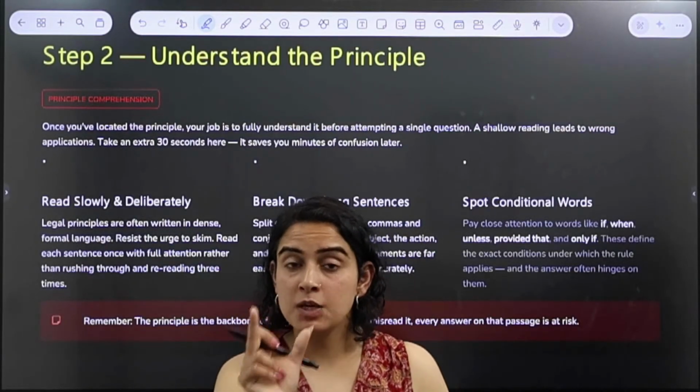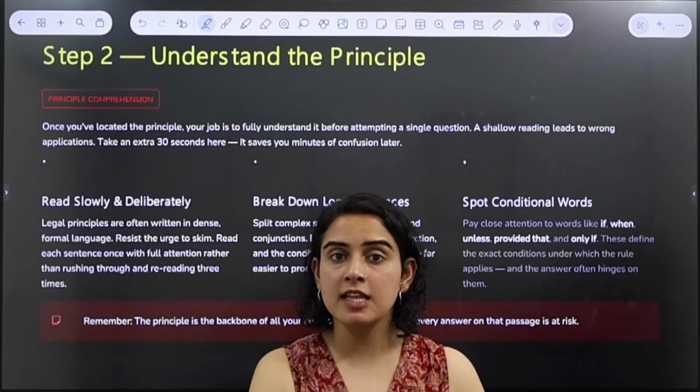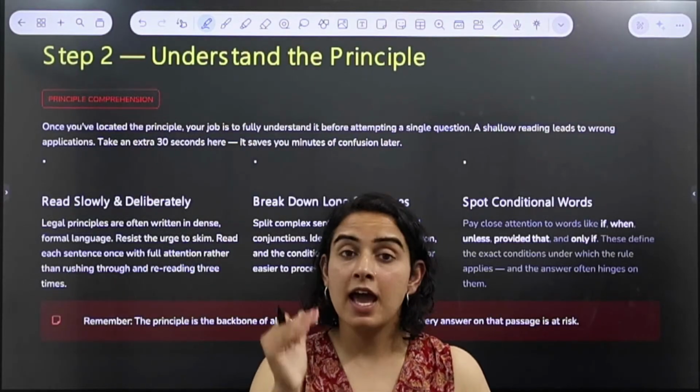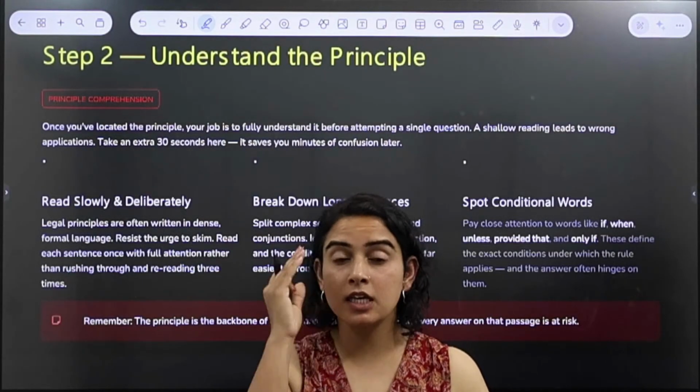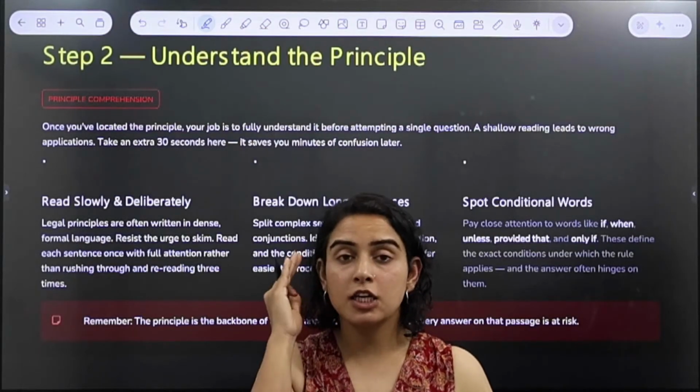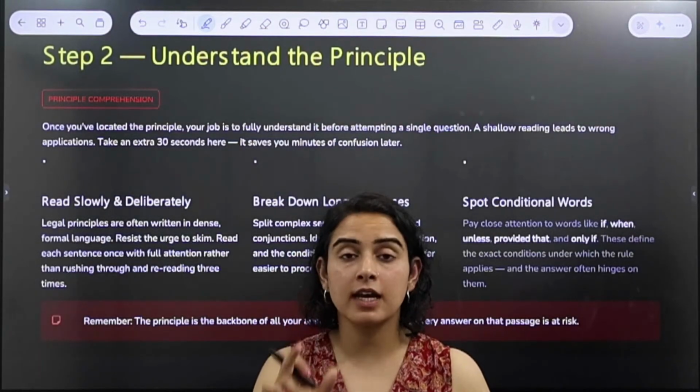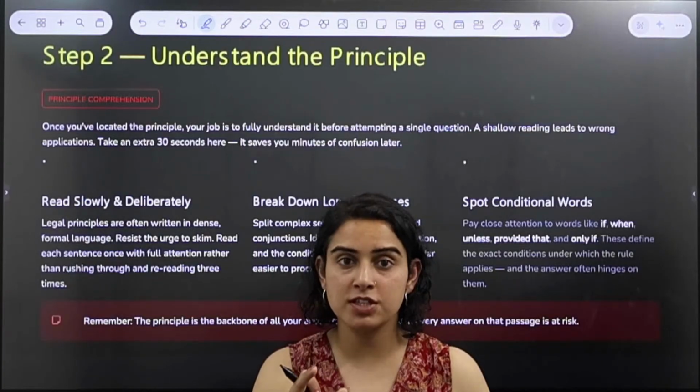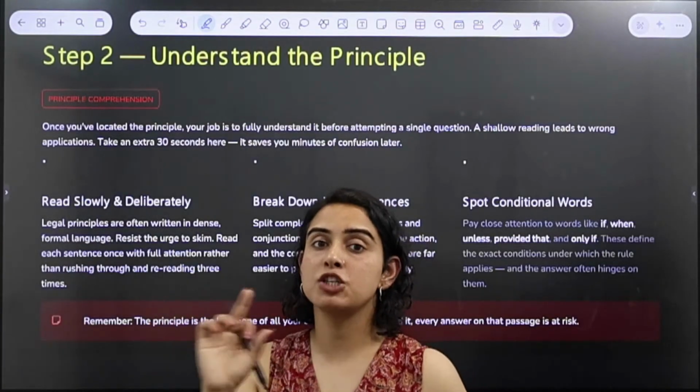Just understand what that principle is saying. If it is saying that marital rape is criminalized and then it has given some situation, then in your mind, it should be very clear that it is a crime. And if a situation is there, the person will be punishable. Why?